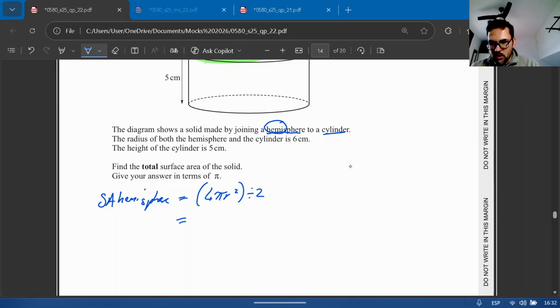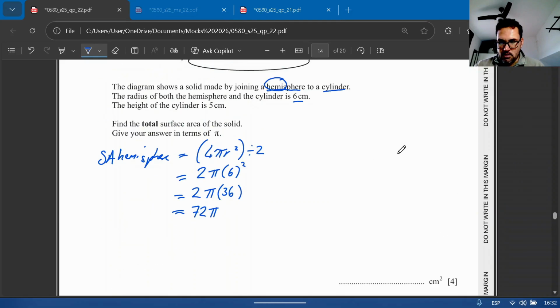So we can simplify this. 4 pi r squared divided by 2, you just do 4 divided by 2 gives us 2 pi r squared. And the radius, of course, they told us, of both is 6. So that is 6 squared. That will give us 2 pi times 6 squared, which is 36, not 12. 2 times 36, 72 pi. Okay, this is going well.